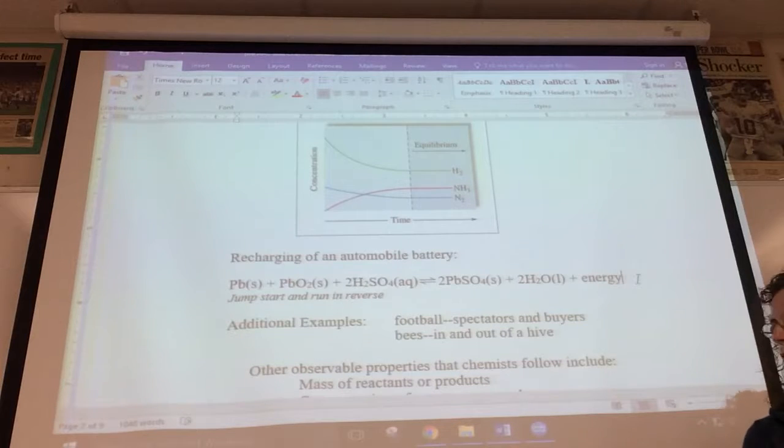So continual. If you've ever sat there and watched bees go in and out of a hive, it's not like the Bee Movie where they go in, sit on the couch, watch TV. They're going in, they're coming out.